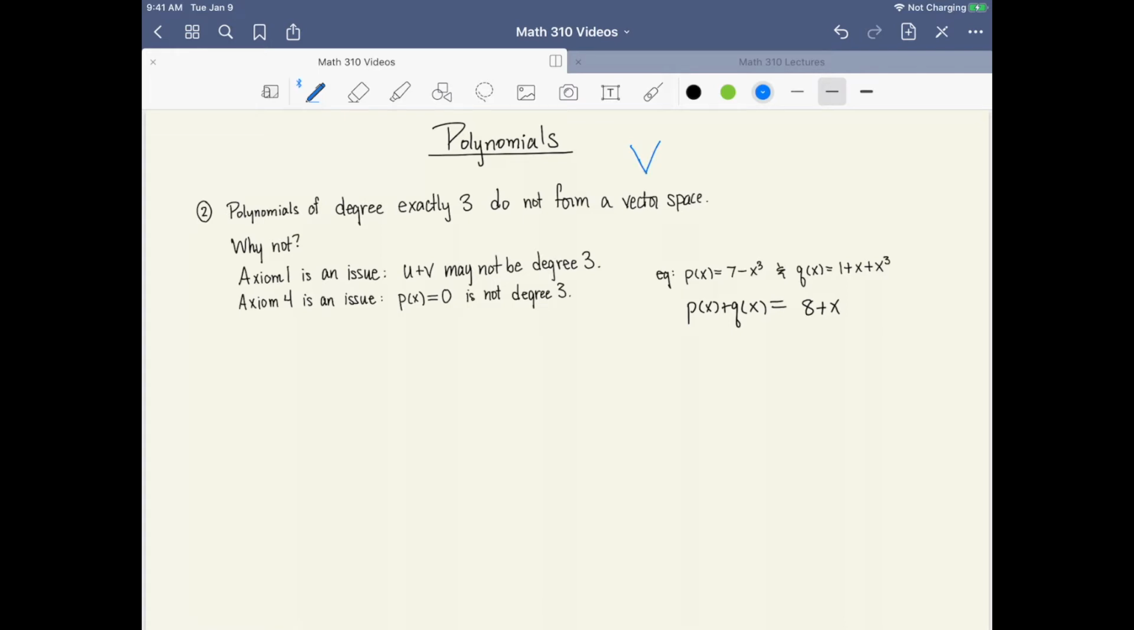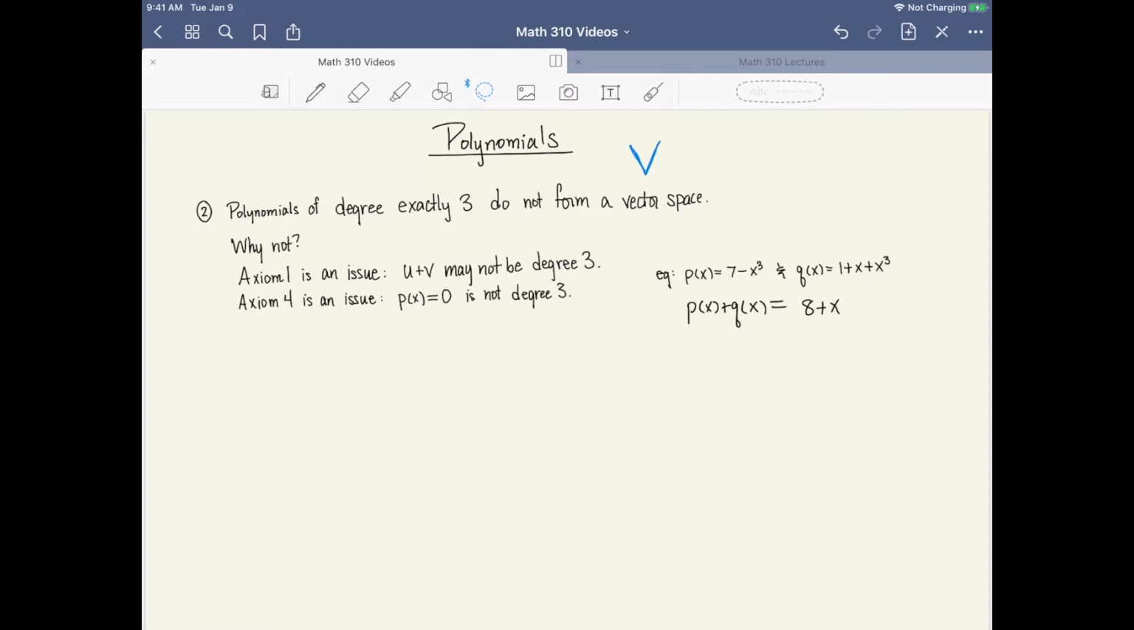If your set V consists of only things of degree exactly 3, then this is not closed under vector addition. So axiom 1 becomes an issue. u plus v is not a polynomial of degree 3 in general. And also axiom 4 is going to be an issue. You need to have a zero vector in your vector space, but the zero vector is a constant polynomial equal to 0 in this case. And it is not degree 3, it's degree 0. So for a variety of reasons, we see that polynomials of degree exactly 3 do not form a vector space.